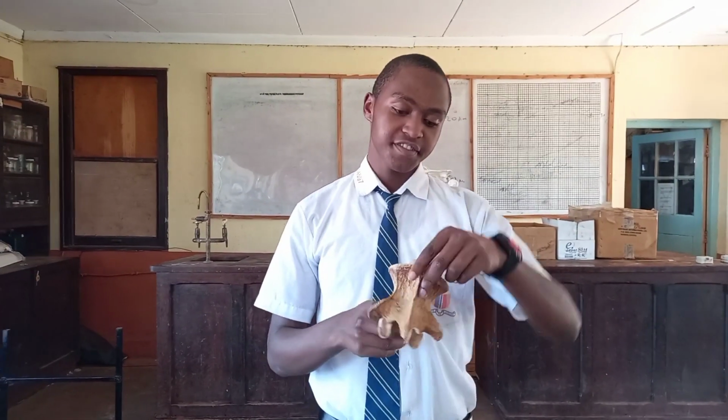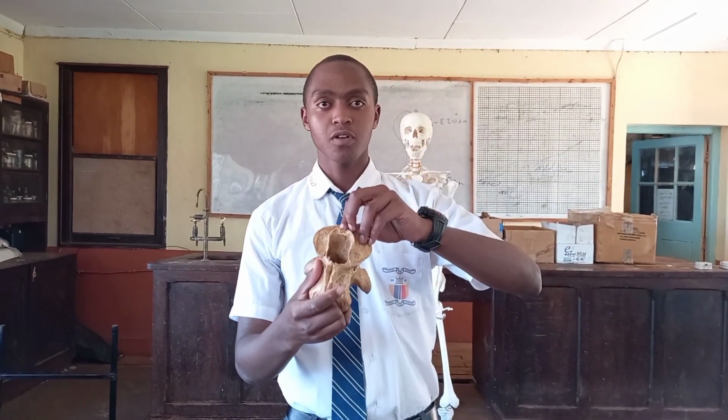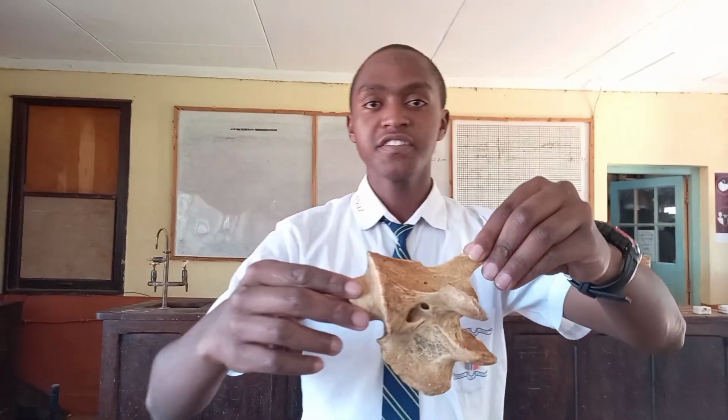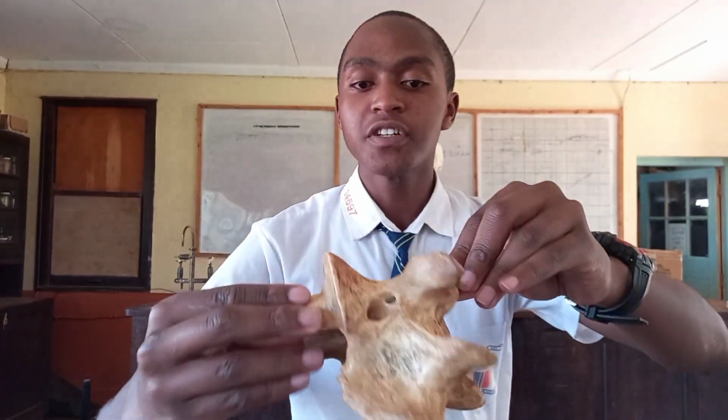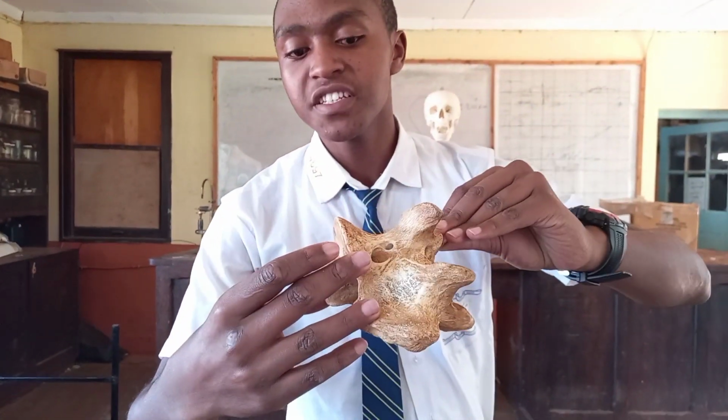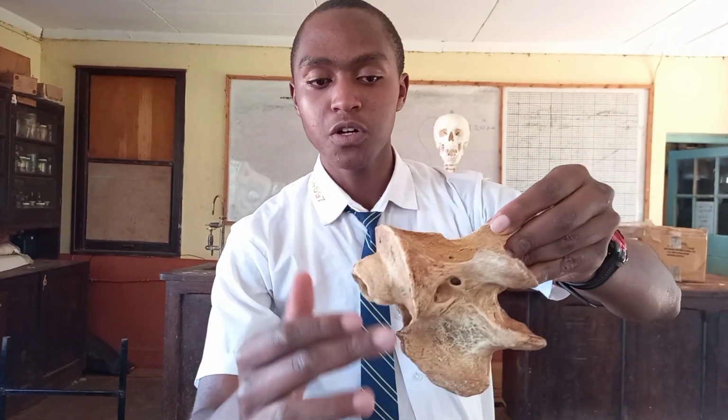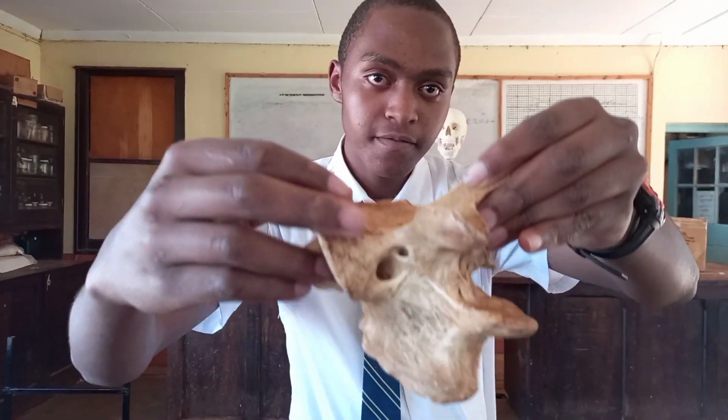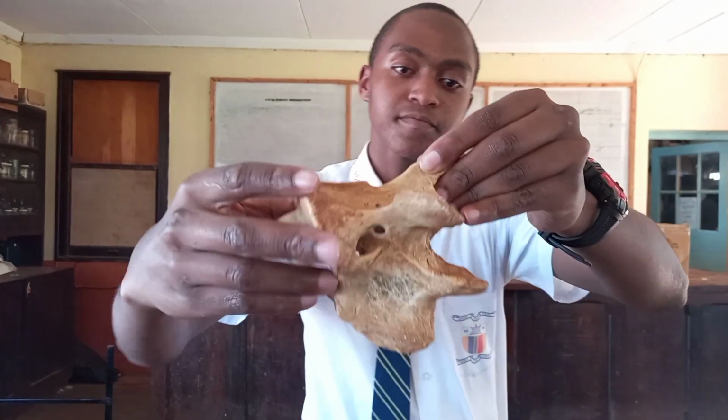It's the second vertebra of the vertebral column, after the atlas. This is a lateral view of it. As you can see, the main prominent features are the odontoid process and the vertebrarterial canals.